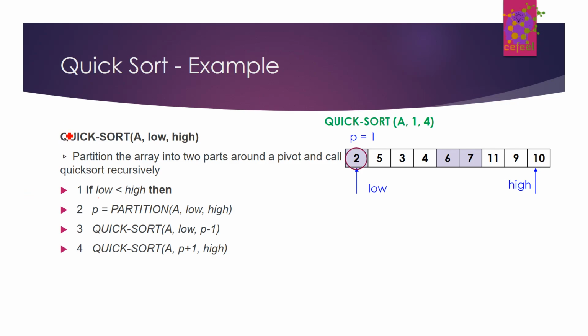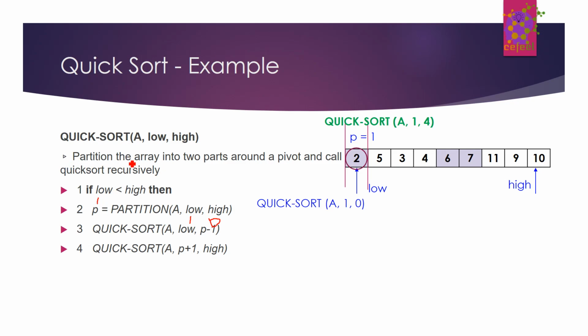Let me write it down here. And what we do in step 2 is that the value at p equals 1 is sorted. So 2 is now in its sorted position, and now we call quicksort on low to p minus 1. So 1 minus 1 is 0, low is 1, and then we call quicksort on that, and then we go to step 4.